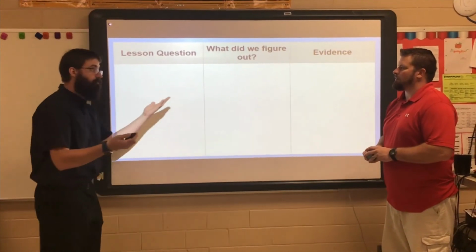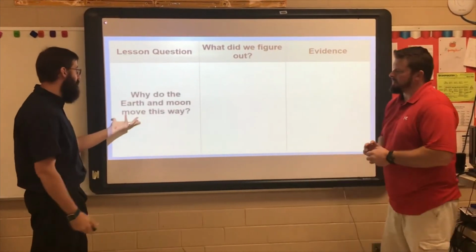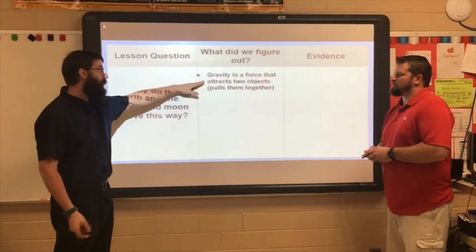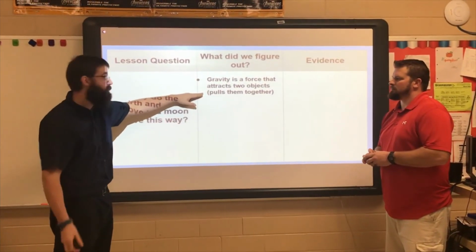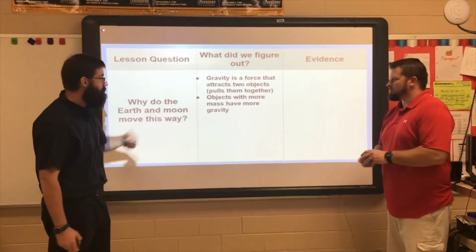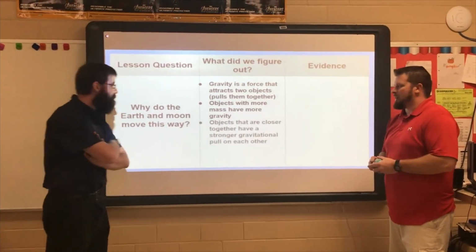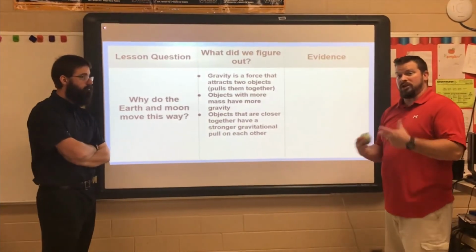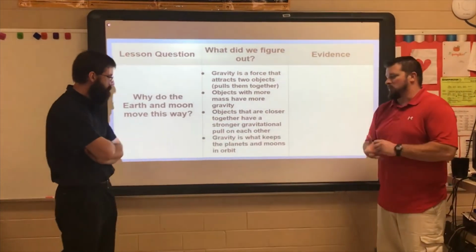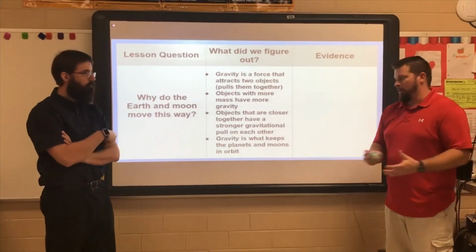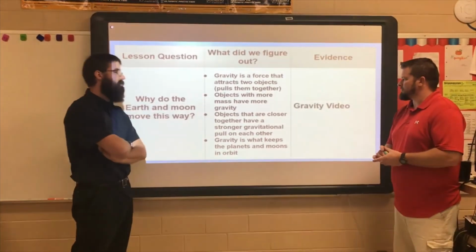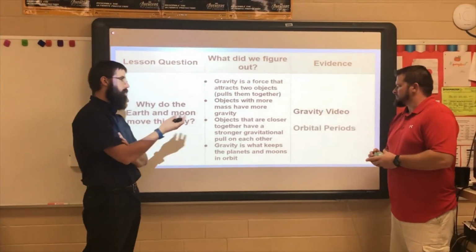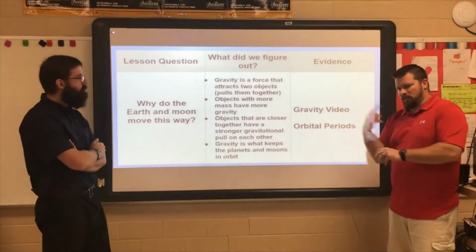So lesson question, we'll go back to the beginning of the lesson. It was, why do Earth and Moon move this way? And what we figured out is, first of all, gravity is a force that attracts 2 objects or pulls them together. That objects with more mass have more gravity. Objects that are closer together have a stronger gravitational pull on each other. And then gravity is what keeps the planets and moons in orbit, with their inertia. And what was our evidence of that? Well, that gravity video which we saw, which was really cool. And then also our orbital period, how long it takes us to go around.